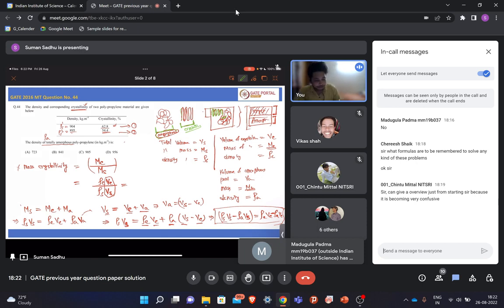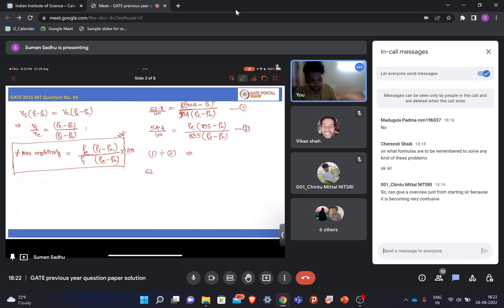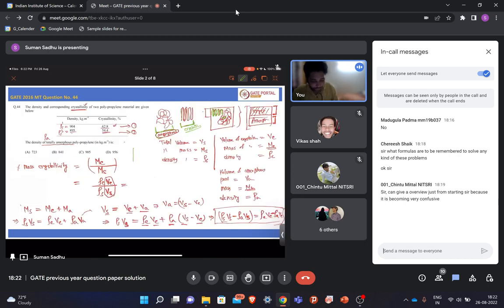So as you can see, let's say, I'm drawing here. Let's say this is a crystalline polymer, if it is arranged regularly like this, and this is the amorphous polymer, let's say. Let's say it is arranged randomly.